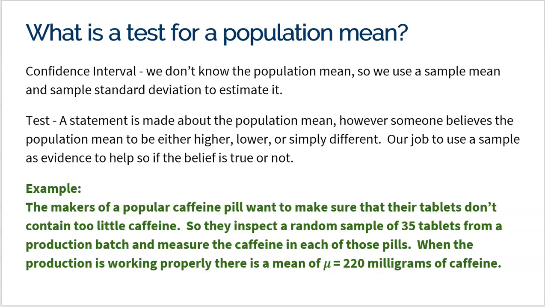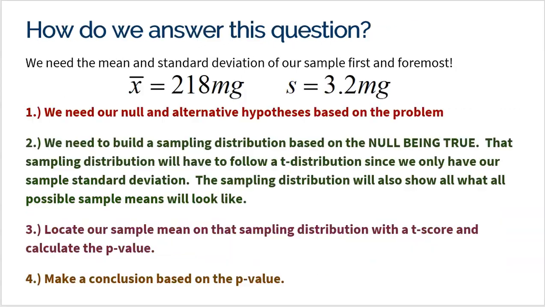So here's an example. The makers of a popular caffeine pill want to make sure that their tablets don't contain too little caffeine. So they inspect a random sample of 35 tablets from a production batch and measure the caffeine in each of those pills. When the production is working properly, there's a mean, mu, a population mean of all the tablets, of 220 milligrams of caffeine. So the statement's been made that the true mean is 220 milligrams. We're concerned that maybe the pills have too little caffeine, and we want to test this claim and see if it's correct.